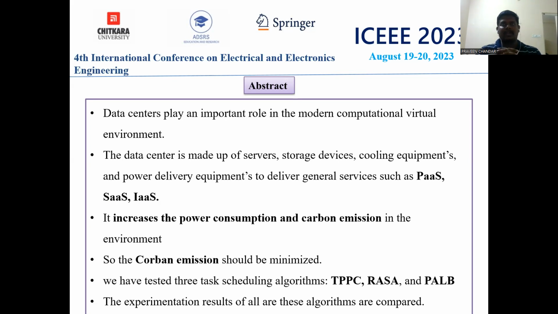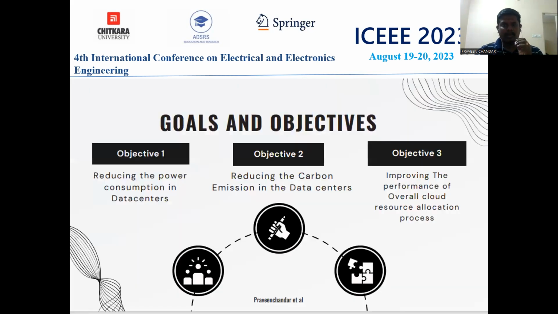So we have tried three different task scheduling algorithms to minimize this carbon emission, power consumption, and heat production in the data centers as much as possible. We have tried them one by one with the simulation software, and we have tried to prove that one algorithm has the lowest power consumption. These are the three algorithms: TPPC, RASA, and PALB. We will discuss all of this research work one by one in the upcoming slides.